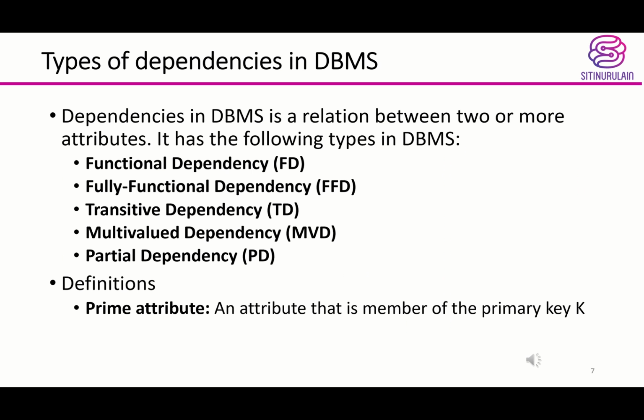Dependencies in DBMS is a relation between two or more attributes. There are 5 types of dependencies, namely, functional dependency, fully functional dependency, transitive dependency, multivalued dependency, and partial dependency. Throughout this lesson, we will use the term prime attribute, referred to as an attribute that is a member of the primary key.